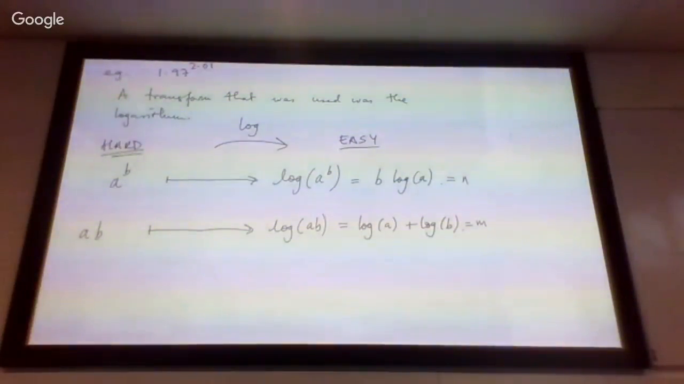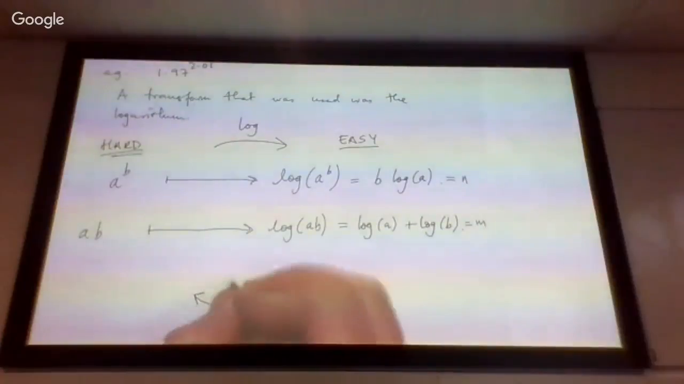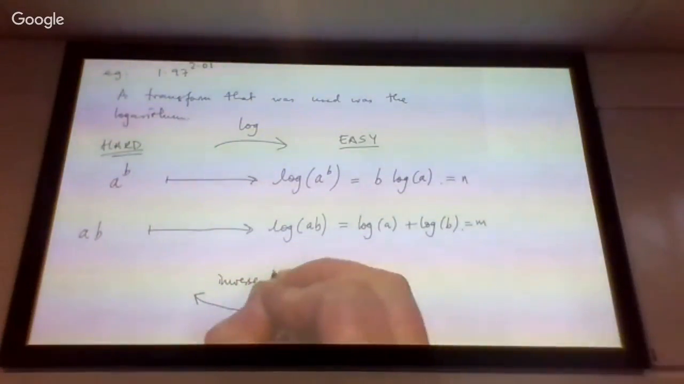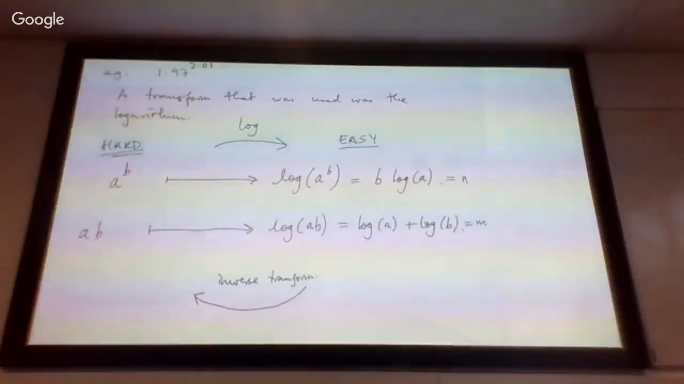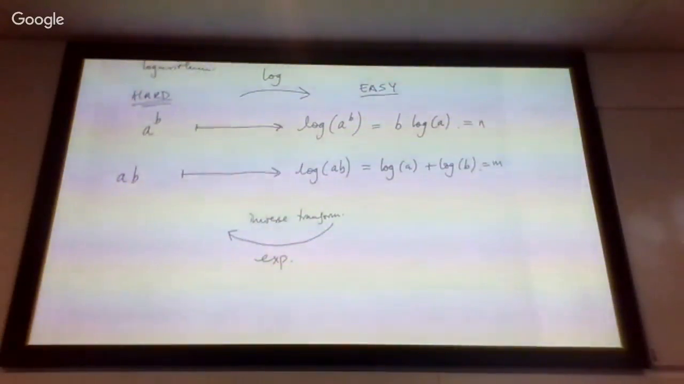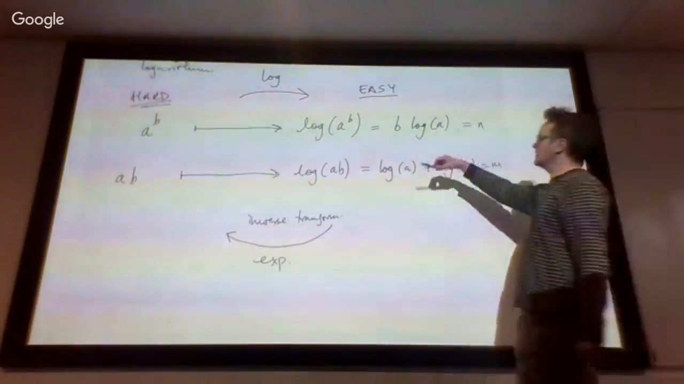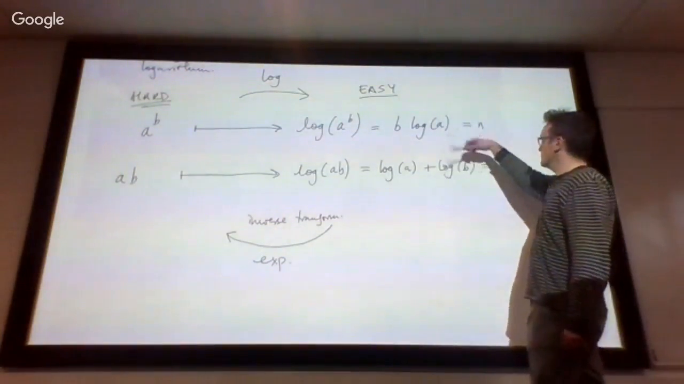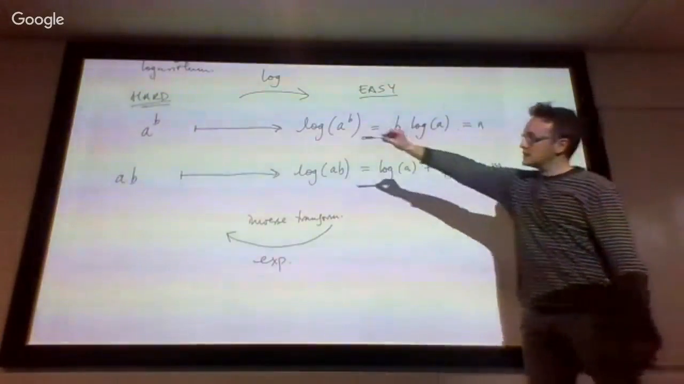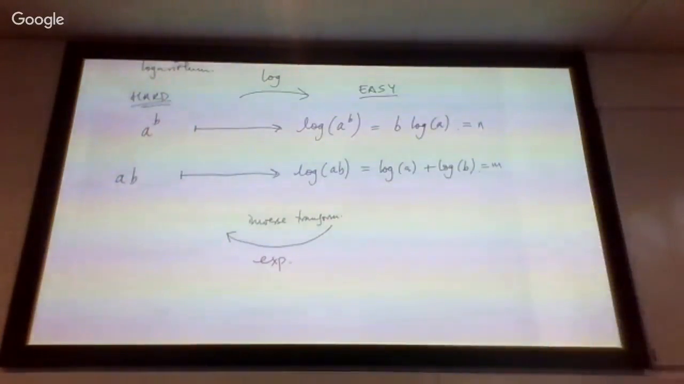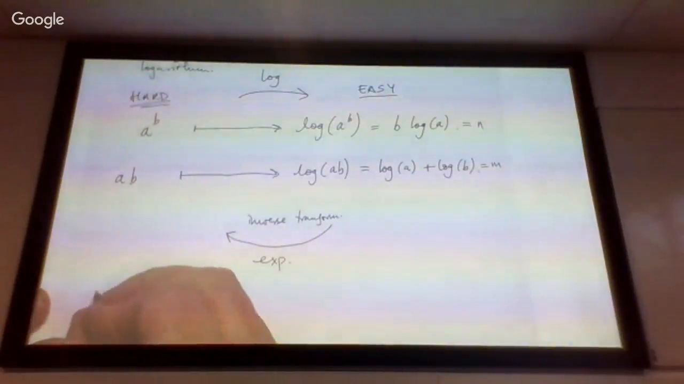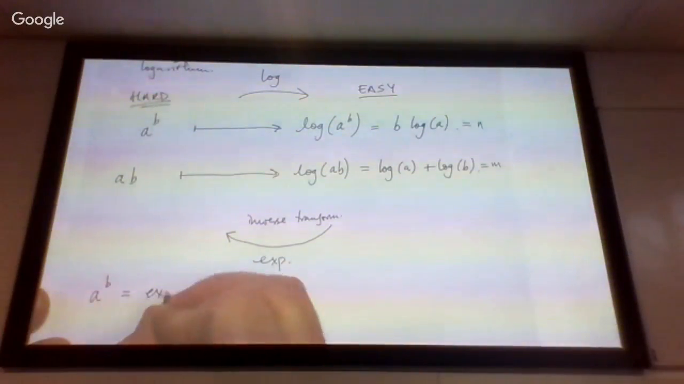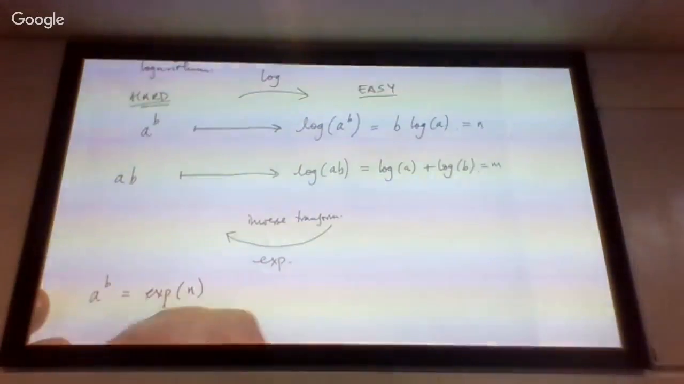But if these are the quantities you're interested in, there is an inverse transform. What's the inverse of the logarithm? The exponential function. So what you do is you apply the logarithm, you do your computation there, which is easier. You get these values n and m. But then to recover the answers to a to the power b and ab, we simply take the exponential of the answers we got here.